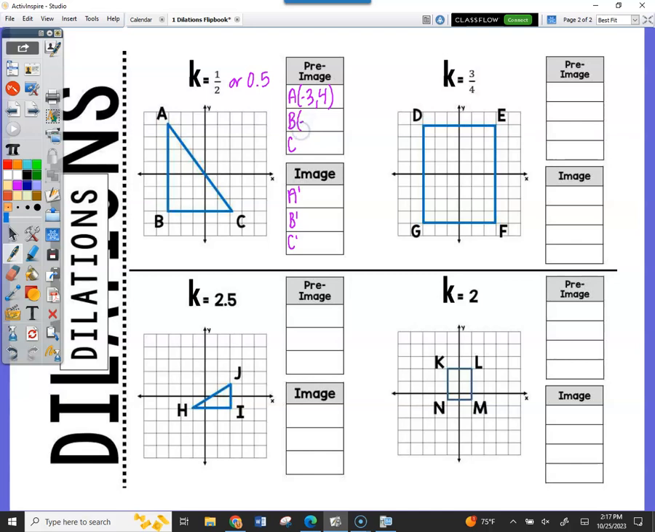But how am I going to plot 1.5? You're going to go over one, halfway. 0.5 times -3, and then I get -1.5. And then 4 times 0.5. So when I graph A prime, I'm going to go left 1 and then halfway to the next point. Then I'm going to go down 2 and it puts it right there.